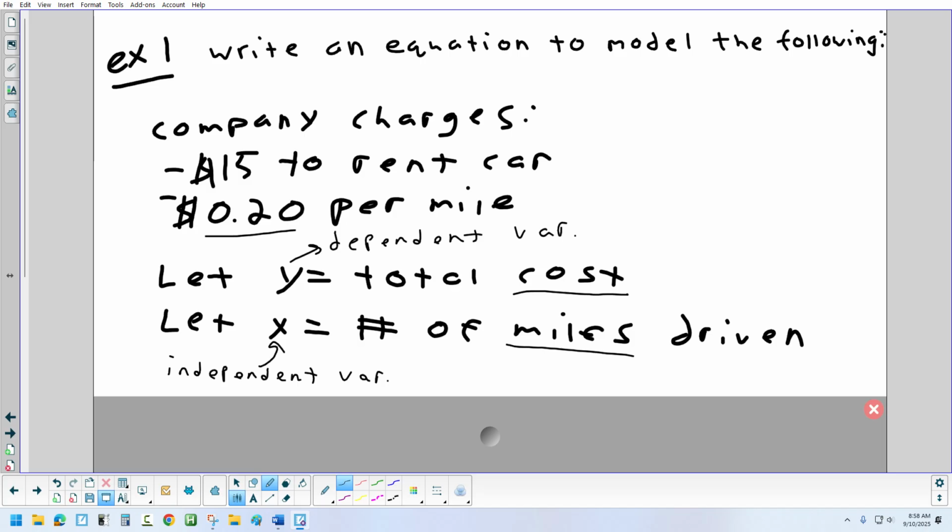Okay, a lot of times money is usually the dependent. If you work at a job and you're paid by the hour, your pay depends on how many hours you work. Okay, your paycheck is dependent on the number of hours you were at your job. Right, so money a lot of times is the dependent.